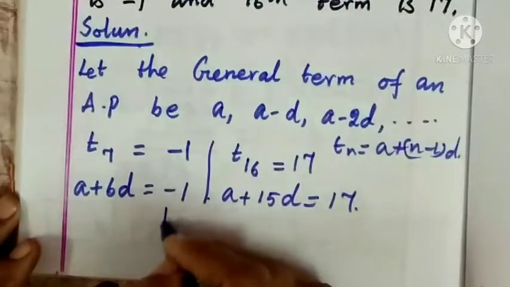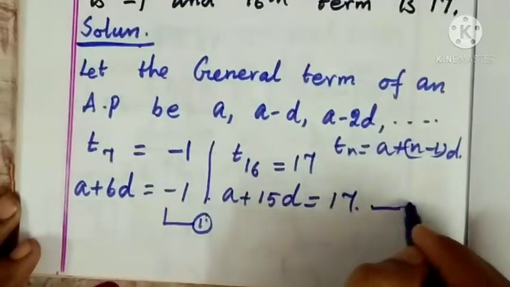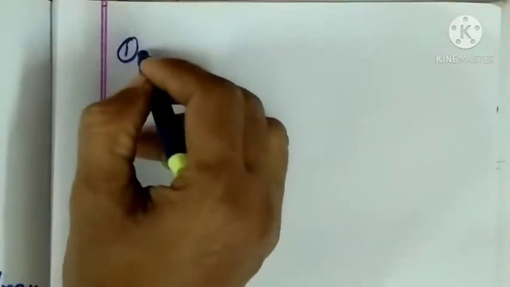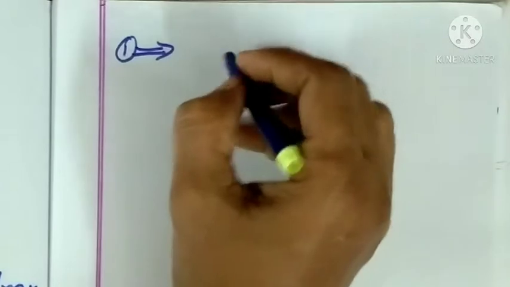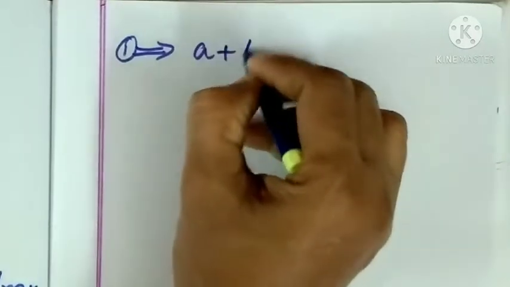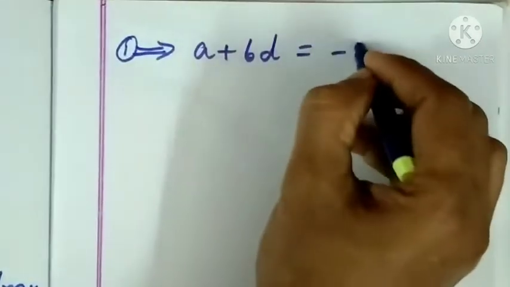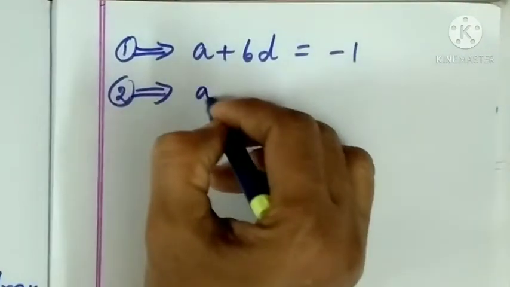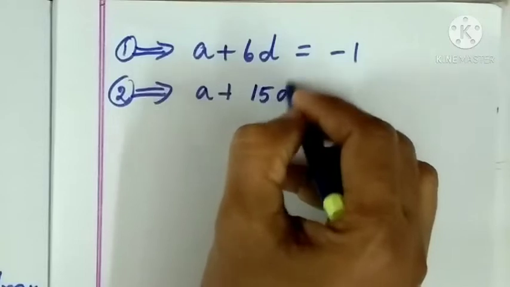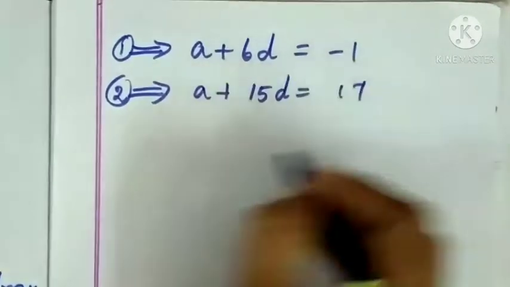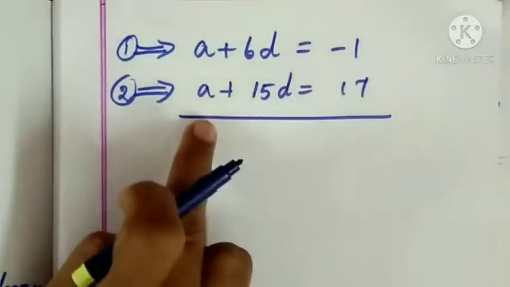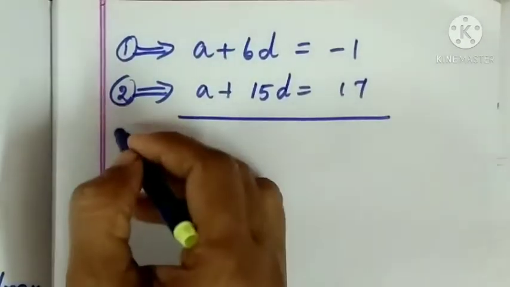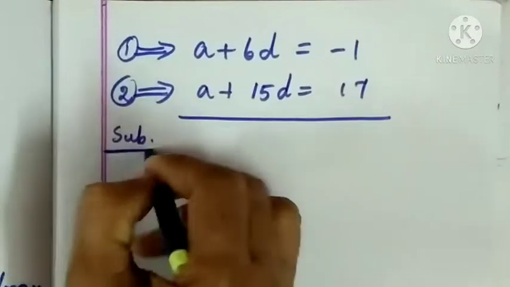Now we have two equations, first equation and second equation. Listen, take down and write the first equation: A plus 6D is equal to minus 1. Then second equation: A plus 15D is equal to 17. Here, by using the elimination method, we have to eliminate the A term. Then you have to subtract.